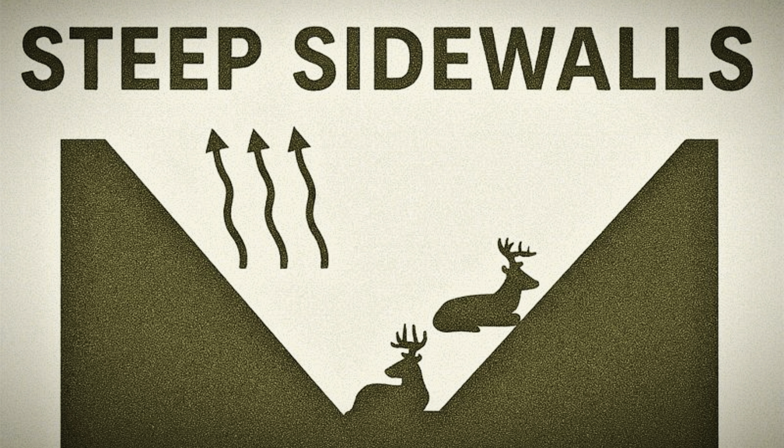Number 61 is steep sidewalls. Those are secure bedding slopes with wind advantage. Animals use them for tough-to-approach beds.